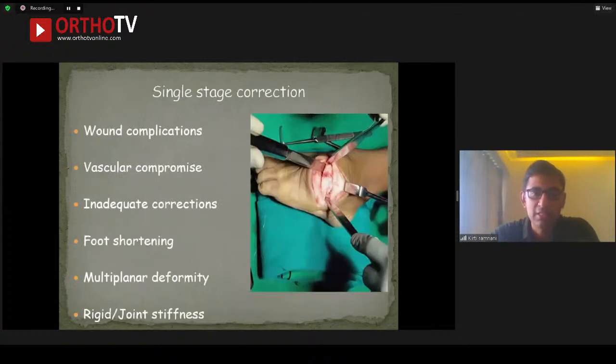Single stage correction in these presentations has its own issues in the form of wound complications and vascular compromise, as these are acute corrections. Since this is a multi-dimensional and multi-apical deformity of the foot, taking out a wedge and planning precisely is difficult, so it ends up in inadequate corrections. Another thing is it can lead to foot shortening in an already shortened foot because of the disease. Joint stiffness occurs with single stage correction, but this is again common for the fixator also, because the fixator puts the joint into a congruous position, when the joint surfaces are non-congruent. So over a period of time, even with fixators, joint stiffness is very common.